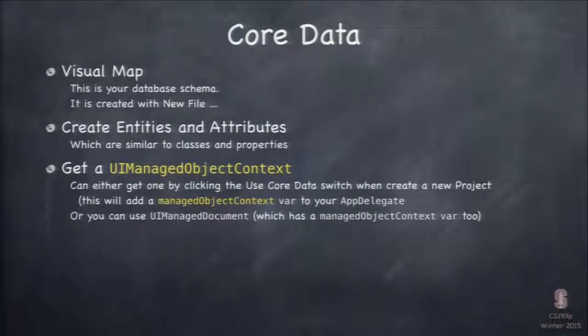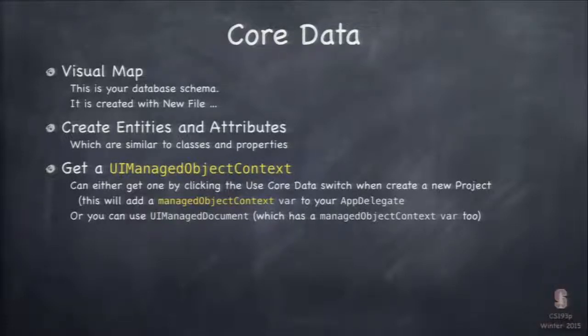Then you get this UIManagedContext. That's kind of your handle, your hook on your database. There's a couple of different ways to do that. There's some code that can be generated when you create your project. You can click on the Use Core Data button, and it'll create this code for you in your app delegate, with a method called managedObjectContext. Now you have a handle to your database, and you can start creating objects in there or setting the values of things.